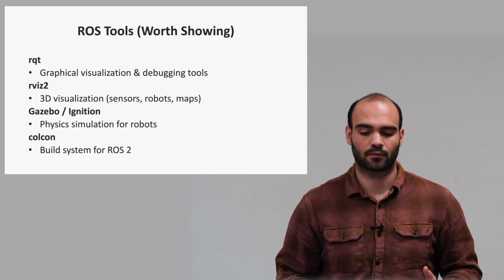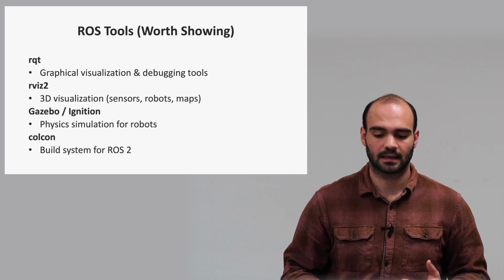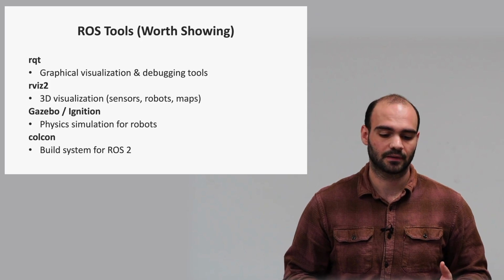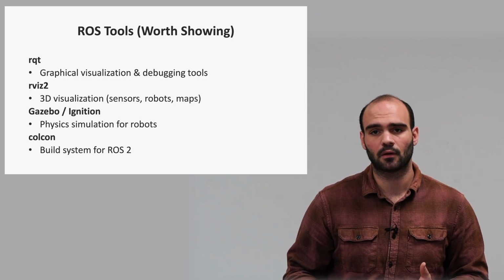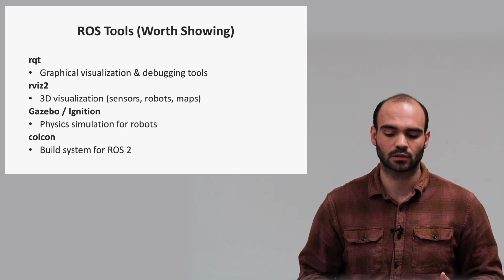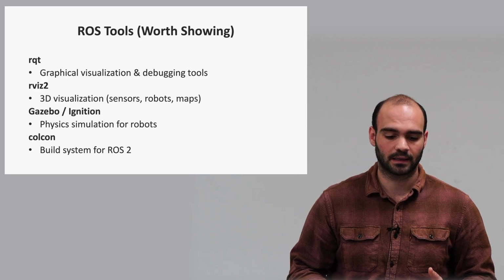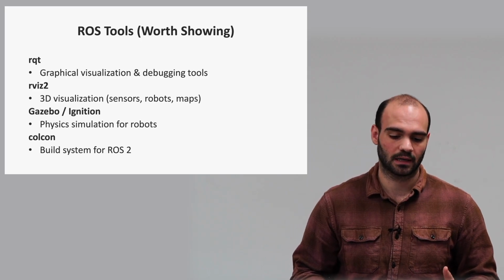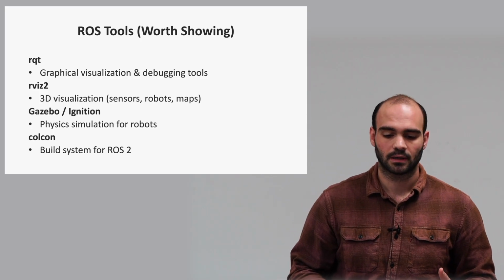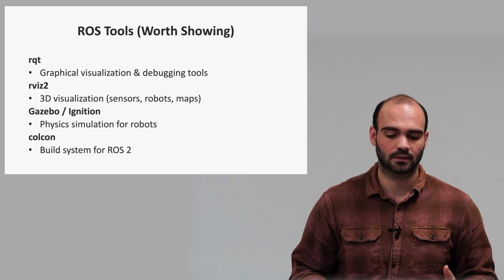ROS includes a number of tools that make development easier. RQT provides graphical debugging and introspection tools. RViz2 is a powerful 3D visualization tool that lets you see sensor data, robot models, and maps. Gazebo, now part of the Ignition project, is used for simulation, letting you test robots virtually. And Colcon is the build tool used in ROS 2 to compile and organize your workspace.